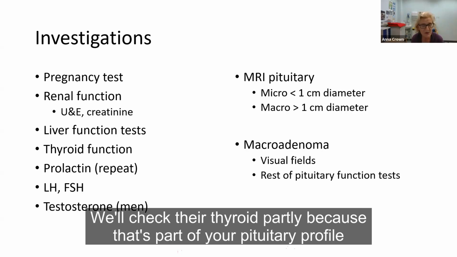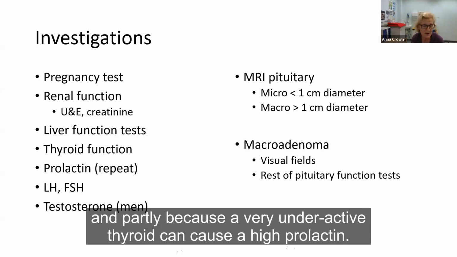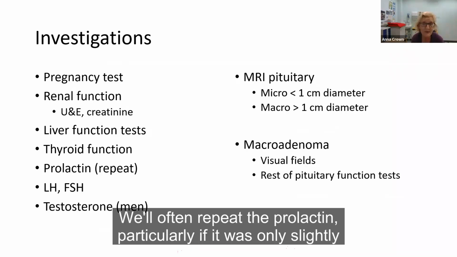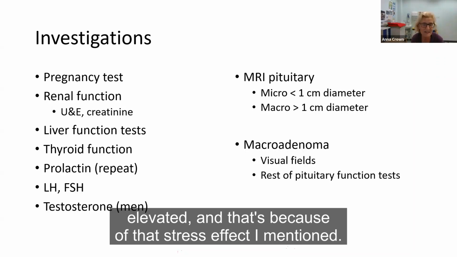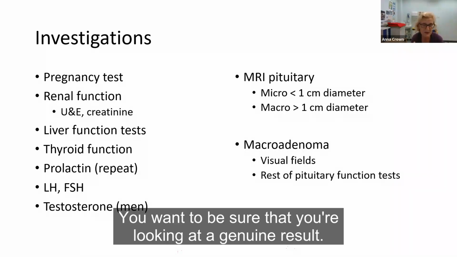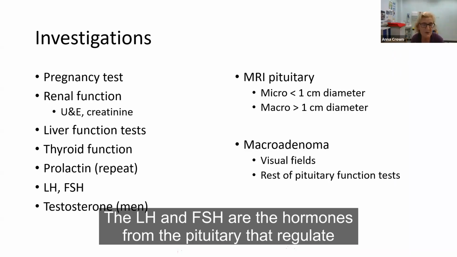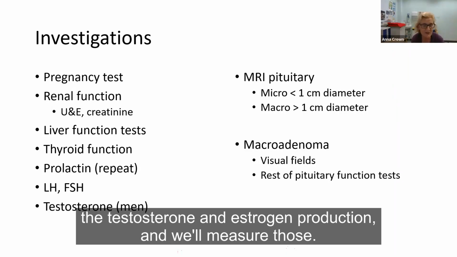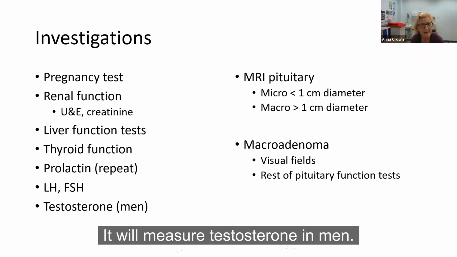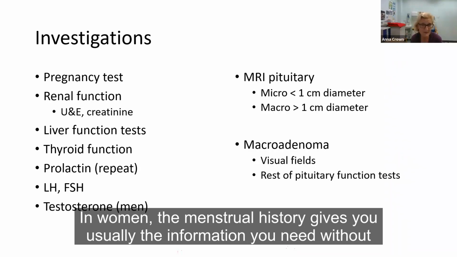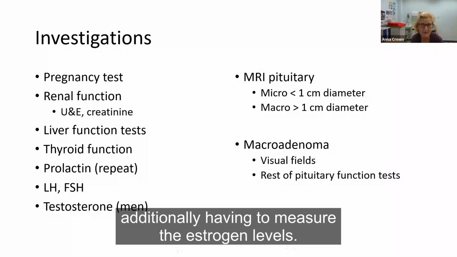We'll check their thyroid, partly because that's part of your pituitary profile, and partly because a very underactive thyroid can cause a high prolactin. We'll often repeat the prolactin, particularly if it was only slightly elevated, and that's because of that stress effect I mentioned. So you want to be sure that you're looking at a genuine result. The LH and FSH are the hormones from the pituitary that regulate the testosterone and estrogen production, and we'll measure those. We'll measure testosterone in men. In women, the menstrual history usually gives you the information you need without additionally having to measure the estrogen levels.